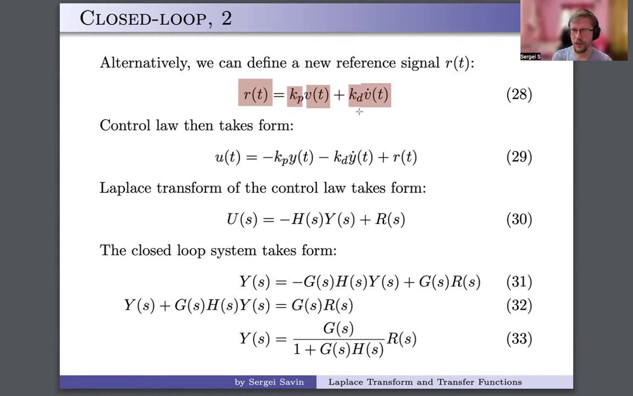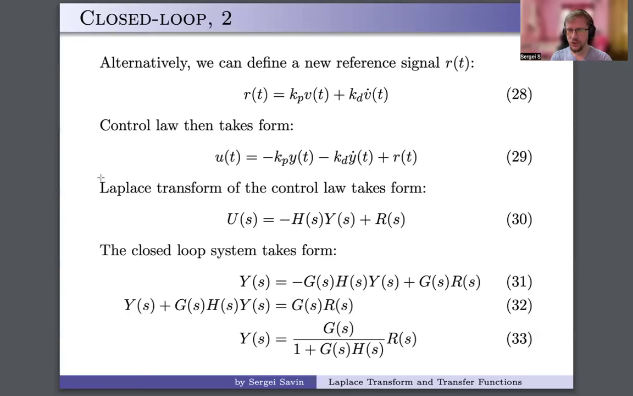It is basically the same reference as we had before, so we just define it as R of t. Now, the same control law as before would look like minus kp y minus kd y dot, same as before, plus R of t. If we express what R of t is, if we substitute 28 into 29, what we get is the original control law. So we didn't invent anything new. It's just a new way to describe the same thing.